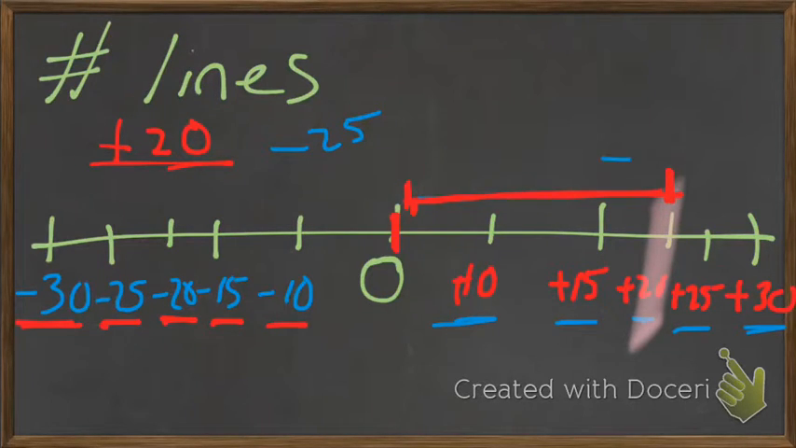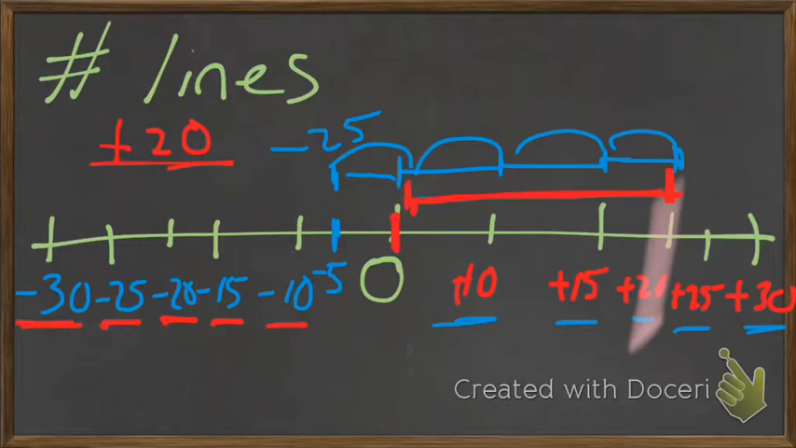Now I'm going to go back 5, 10, 15, 20. That's 20 all the way, but I still have 5 more. So that's where we end up. 5, 10, 15, 20, it's 25. So, positive 20 plus negative 25 gives us negative 5.